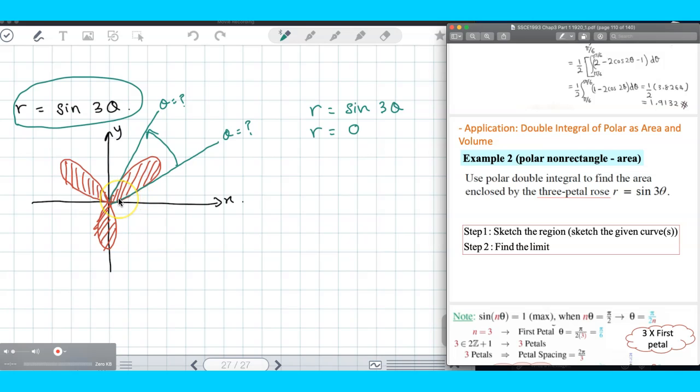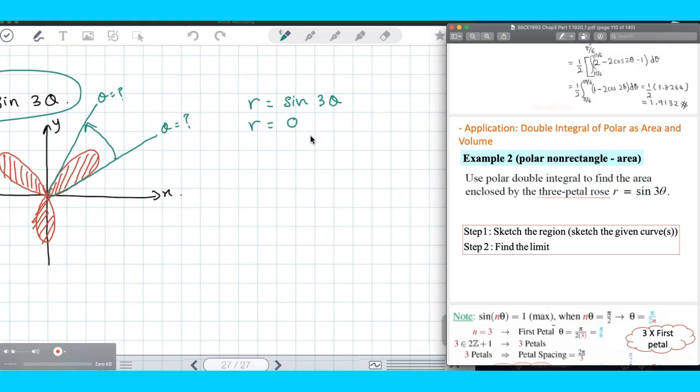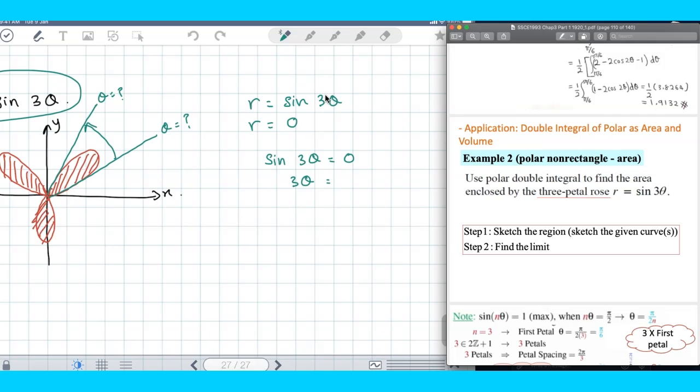Meaning that the most possible R, another R that we can choose here for us to determine the theta, we can set the R equal to 0. So now we solve this simultaneously in order for us to determine the theta. So we can have sine 3 theta is equal to 0. So 3 theta equals inverse sine 0.